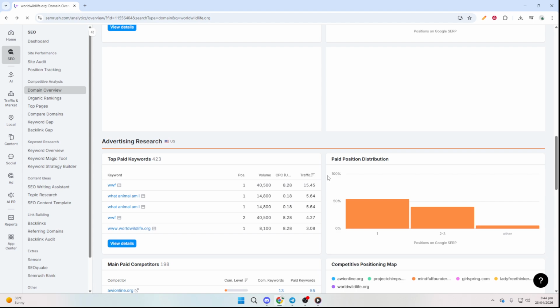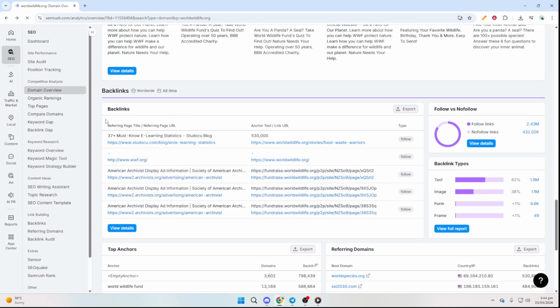Then, open Backlink Analytics to analyze who links to them. Look at the quality and relevance of referring domains, anchor text patterns, and the diversity of their link profile. This reveals publications and industry sites that may also be a fit for your content.